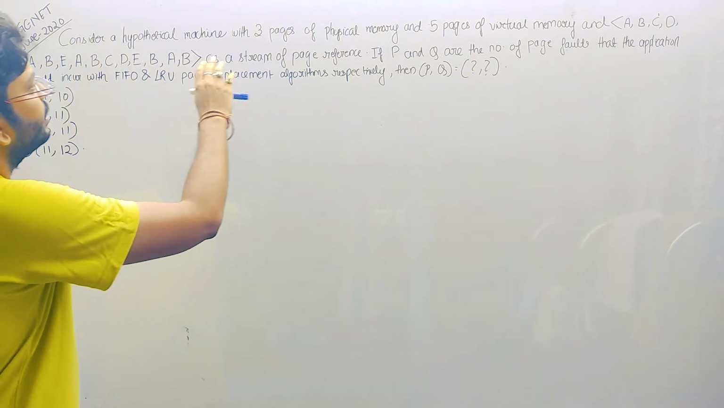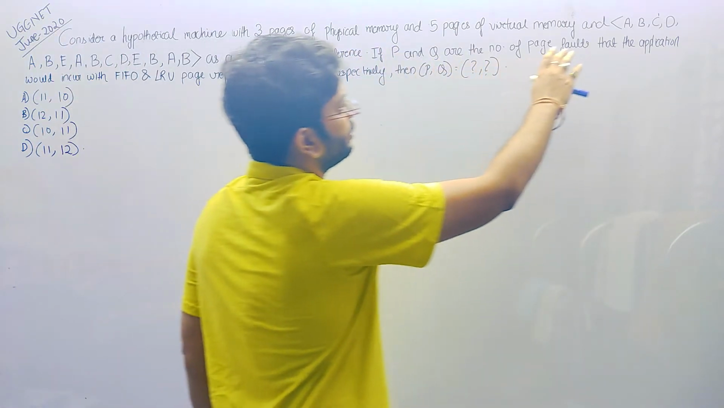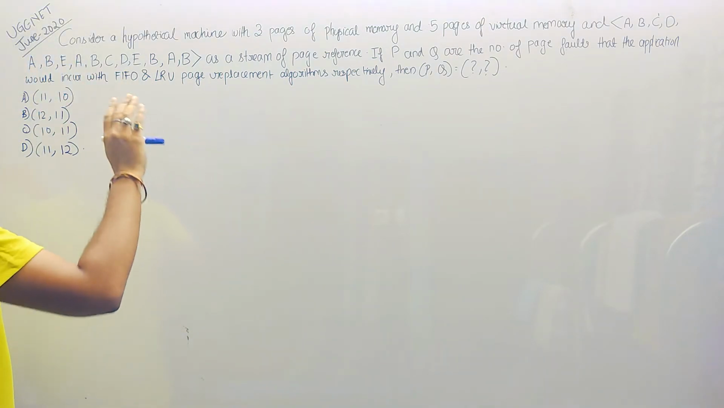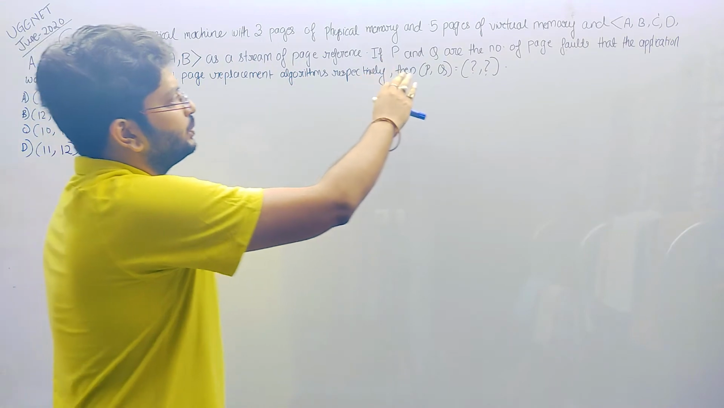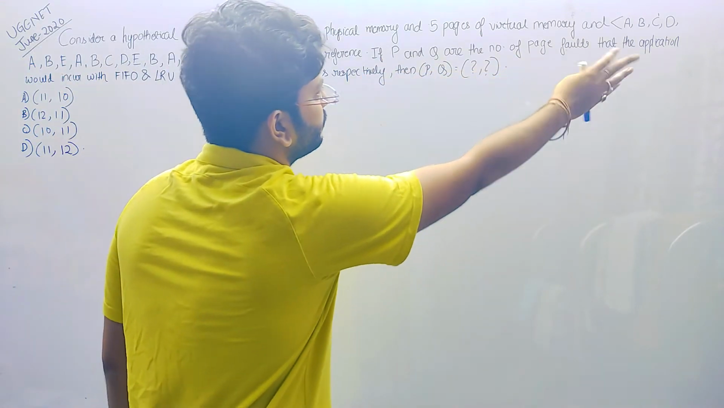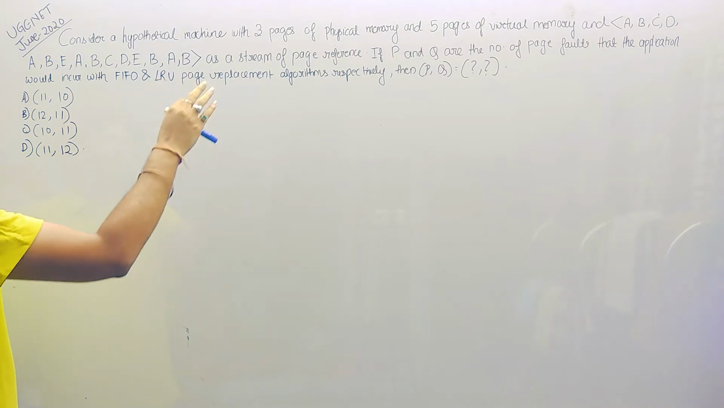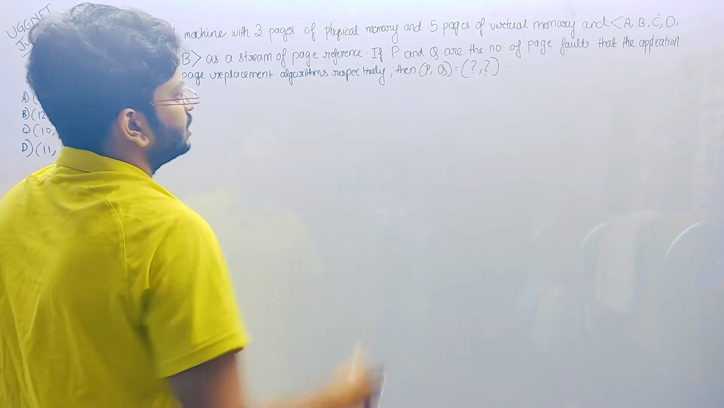Consider a hypothetical machine with 3 pages of physical memory and 5 pages of virtual memory, and these are the memory references. These are given in alphabetic way. These are the memory references as a stream of page references. If P and Q are the number of page faults that the application would incur with FIFO and LRU page replacement algorithms respectively, then P comma Q is equal to.